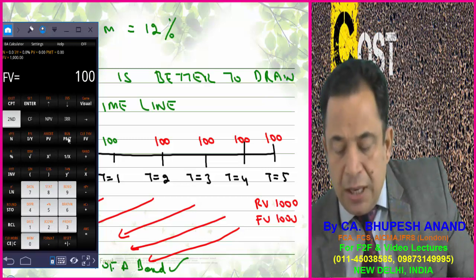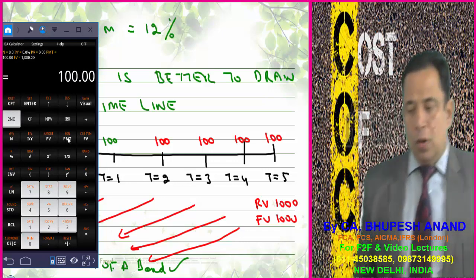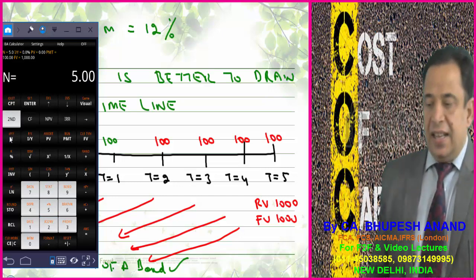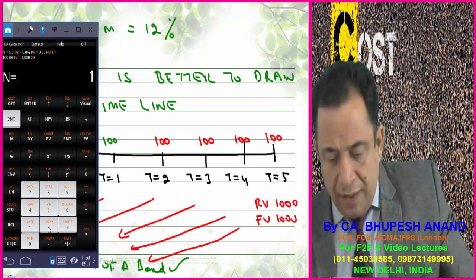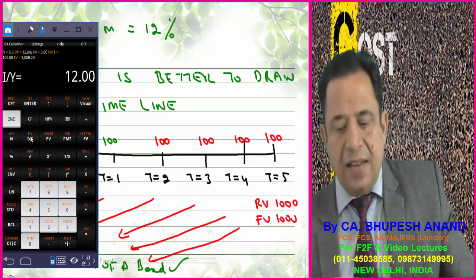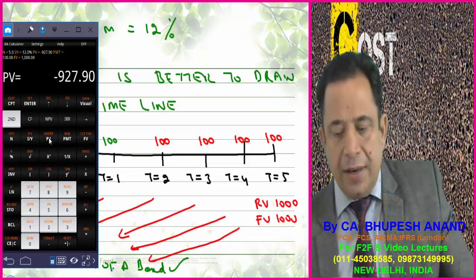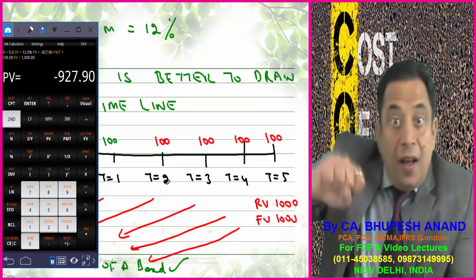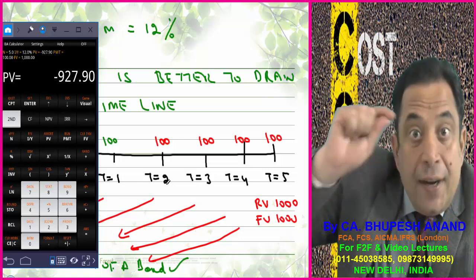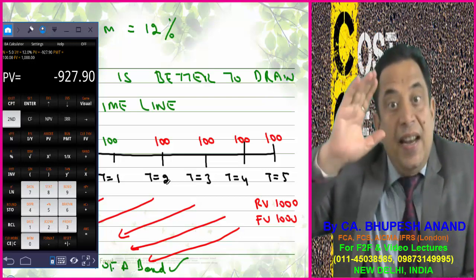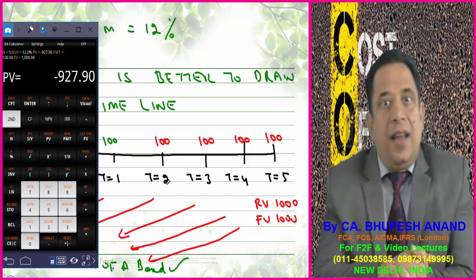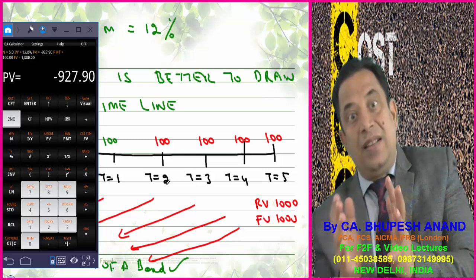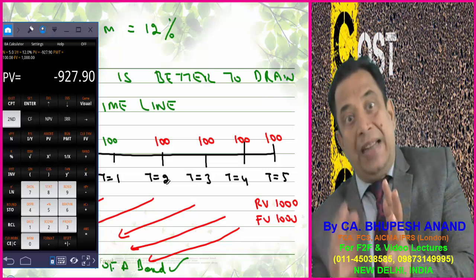100 is PMT, monthly payment, yearly payment, equal payment, that is 100, and 5 as N, and 12 as IY. Compute present value, and it is coming to be 927.90. It means if an investor invests 927 rupees today, then this investor will be getting 100 rupees as interest in 5 years and 1000 rupees as redeemable value at the end of 5th year.